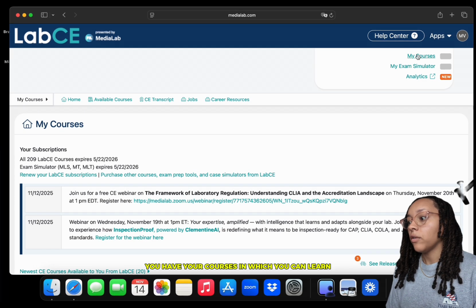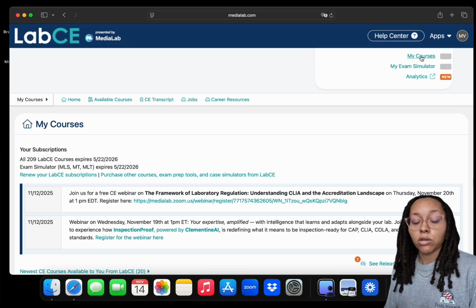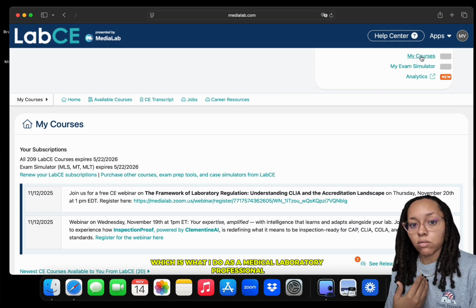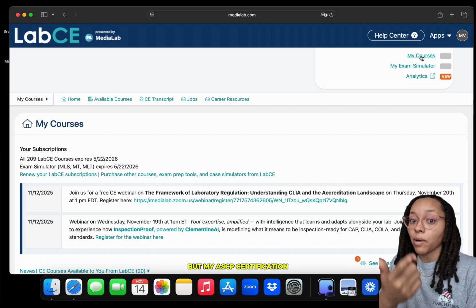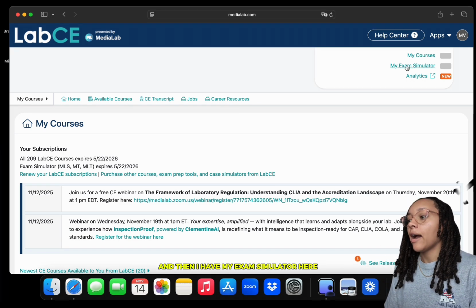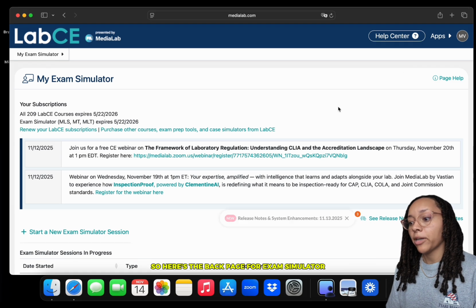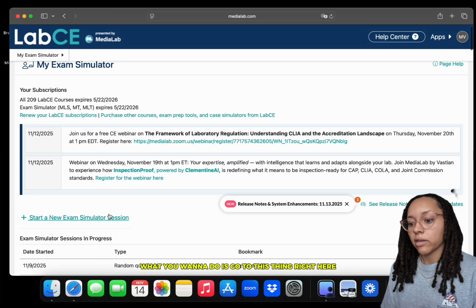You'll click apps. You have your courses in which you can learn, do your continuing education credits, which is what I do as a medical laboratory professional, that I need to maintain not only my license but my ASCP certification. And then I have my exam simulator here. So here's the back page for exam simulator. What you want to do is go to this thing right here. It says start a new exam simulator.